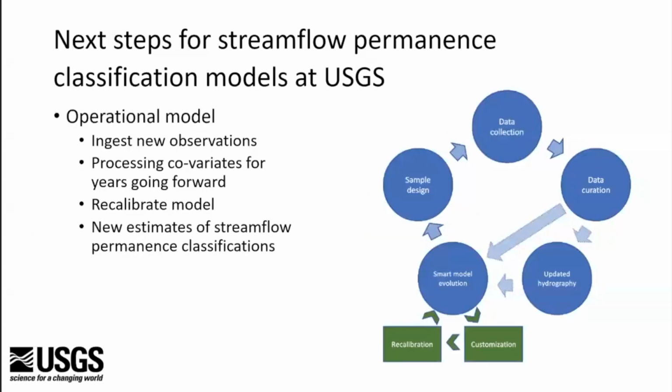And then finally, we're in the process of creating an operational model, a tool that ingests these new observations, processes new covariates for years going forward, recalibrates the model, and then provides new predictions for that newly calibrated model. This is what we're calling our operational model. Developing the framework for this, a cloud computing process, in both of these regions, the Pacific Northwest and the Upper Missouri, is what we're trying to achieve.